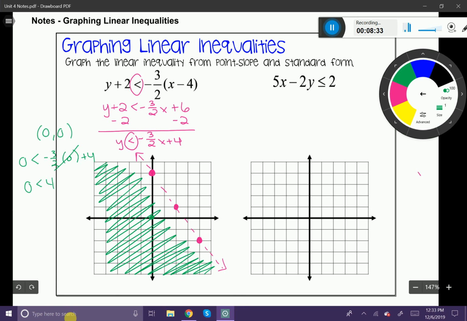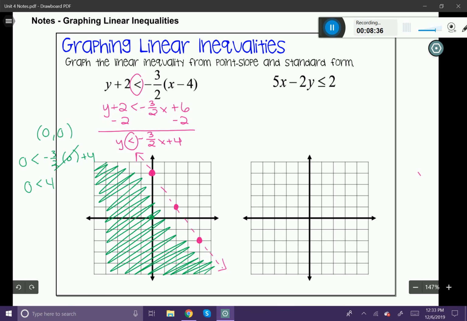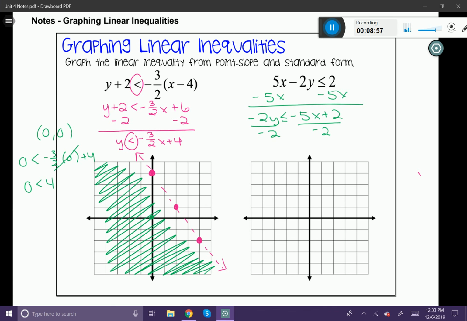All right, the last problem here, we have standard form. So let's put it into slope-intercept form. Let's subtract 5x from both sides. Negative 2y is less than or equal to negative 5x plus 2. Now, I'm going to divide both sides by negative 2. If you remember, the inequality rule that applies here is anytime you multiply or divide by a negative, you have to flip that sign. So it still applies in here. So y is greater than or equal to 5/2 x minus 1. Let's go ahead and graph it.